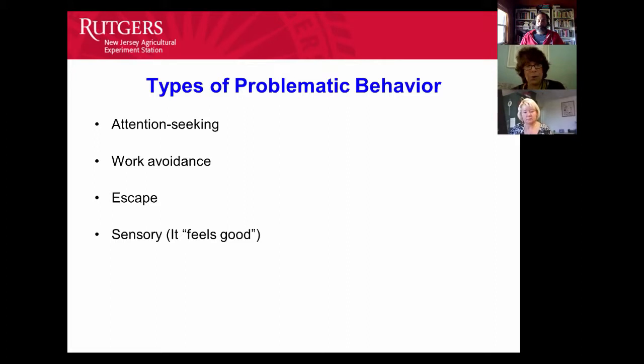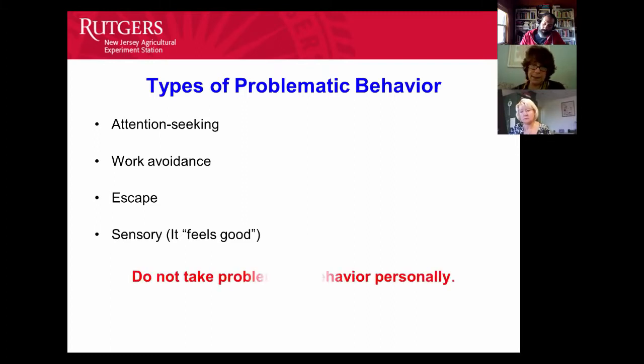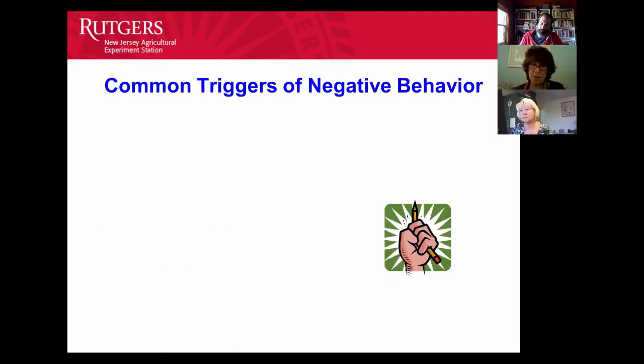So as you get to know your program participants better, you'll be able to identify what type of message this problematic behavior is trying to send you, what it's all about, what type it is, and you may be able to even prevent it from occurring. So again, it's important not to take these behaviors personally. They're not a reflection of your teaching, but they are generally an inherent function of the disability or disorder itself. So what are the common triggers of negative behavior?